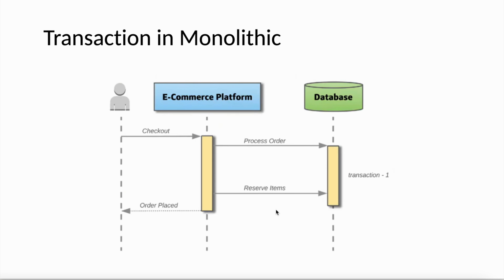Let's understand how a transaction happens in a monolithic system. So here the user is raising a request. It's an e-commerce platform. It's placing an order. So we know the steps that need to be made. It will process the order. It will reserve the item. So these are the steps. All the steps that are mentioned are a single transaction. That's why we have the single transaction here.